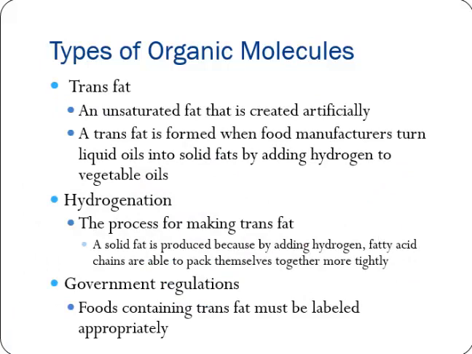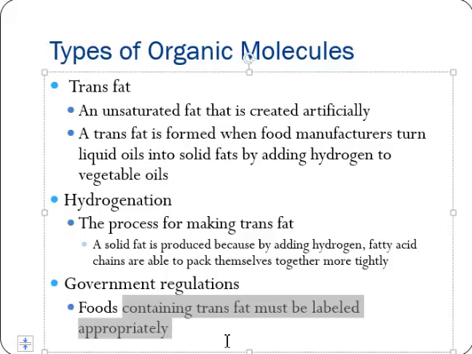When food manufacturers, for various reasons, add hydrogen in order to turn what otherwise would be an unsaturated fat into a saturated fat, that's called a trans fat. The process of making trans fat is called hydrogenation. And of course, you can probably guess the reason for that. It's because you're adding hydrogen. You add hydrogen to what ordinarily would be an unsaturated fat to turn it into a saturated fat. Food containing trans fat must be labeled appropriately.